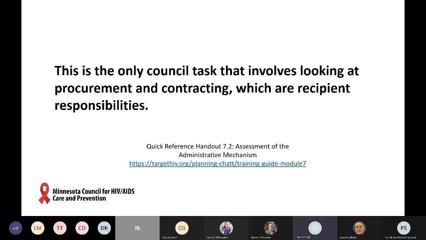As council members, we are not involved with procurement and contracting. We deal with service areas and funding, but we don't deal at the individual service provider level. So this is the only time that we're actually looking at any sort of procurement and contracting. We do it in an aggregate form, so we're not looking at individual service providers, we're looking at the entire system.